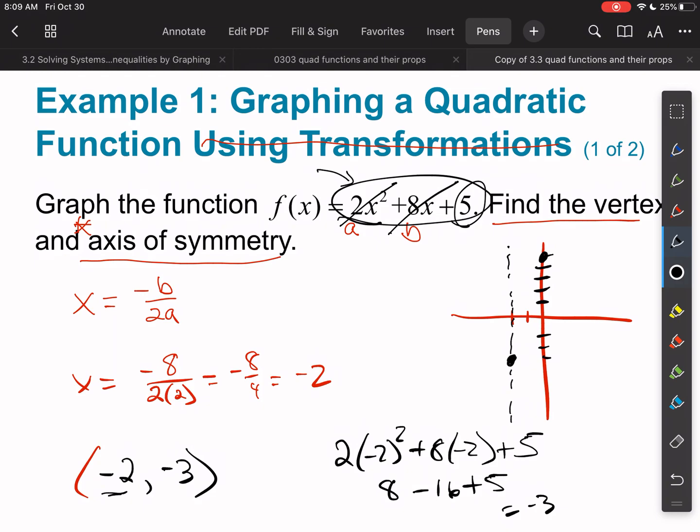All right, so now that we know the y-intercept, notice I know this distance as well, right? This distance is 2 over to that 5, so I can go a distance of 2 in the other way, because this is an axis of symmetry. And we have this parabola shape. Okay, so it opens up, it has a vertex of negative 2, negative 3, and we know that it has this crossing here on the y-axis at 5. All right, so for example 1, this is really all they want.